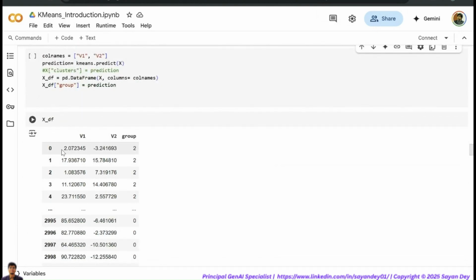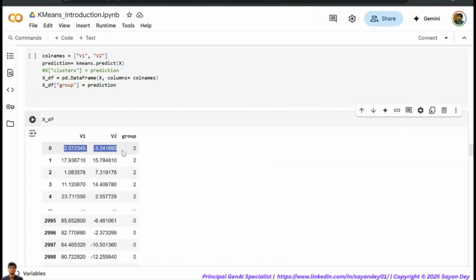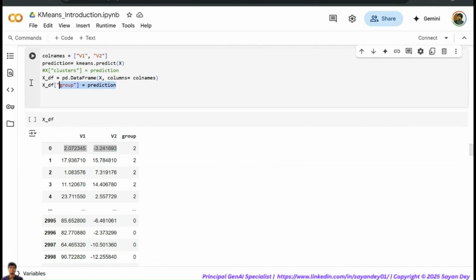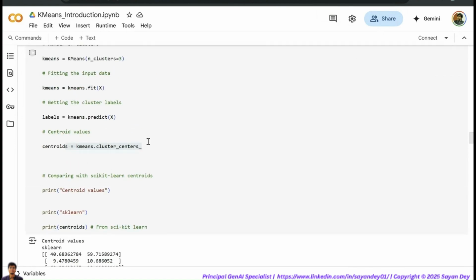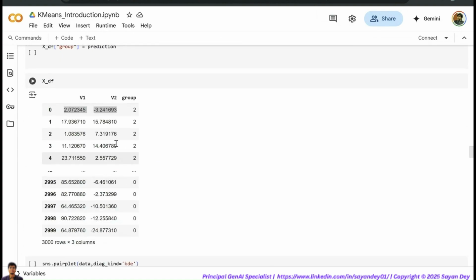See, so we have the original data points, and we have created a new column called group. And what is this group? The group is nothing but k-means dot predict. So whatever k-means dot fit I did, I do k-means dot predict to get the labels, and these are the labels that I'm visualizing. So this is the workflow. The original data was this, right? V1, V2. This is the original data.